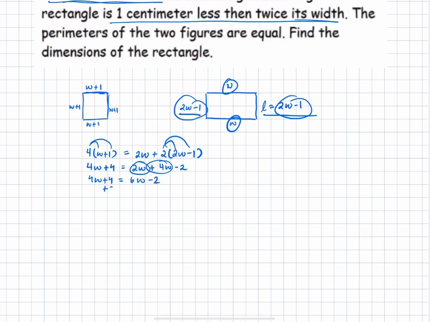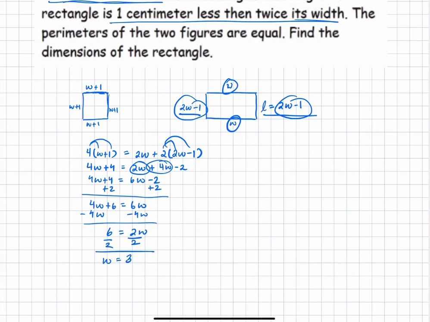Add 2 to both sides. So that would be 4W plus 6 equals 6W. Then subtract 4W from both sides, and we get 6 equals 2W. Divide by 2 on both sides. We get W equals 3.